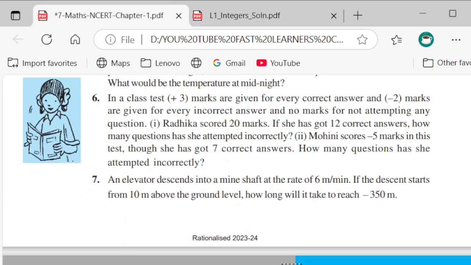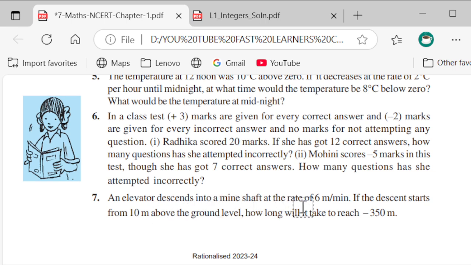The last question of this chapter is: an elevator descends in a mine shaft at a rate of 6 meters per minute. Every minute it goes down 6 meters and it starts at 10 meters above the ground level and goes down to minus 350. Now see, 10 meters above ground level is where it started and it goes down up to 350 meters. So totally it has gone 360 meters down.